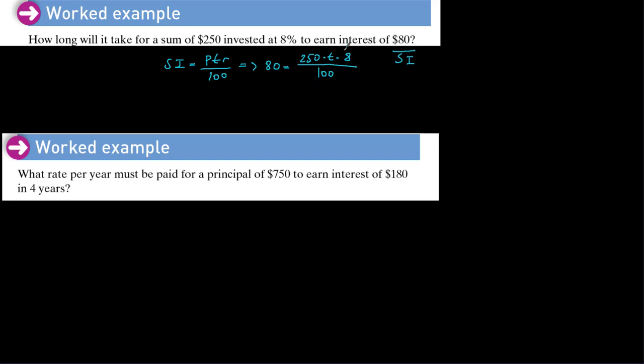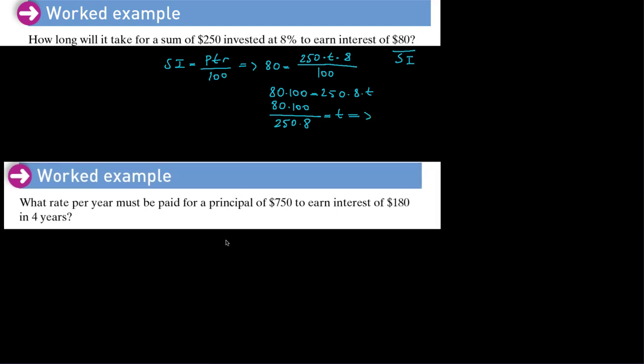If you are going to find the t value, you should send the 100 to the other side, which means 80 times 100 is equal to 250 times 8 times t. So we are going to leave t alone, which means we divide both sides by 250 times 8, so 80 times 100 divided by 250 times 8 is equal to t.